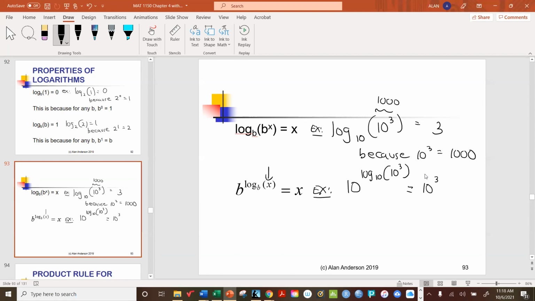Okay, x here is 10 to the third power. Now, the reason why this is happening is because the exponent, this whole expression, is just 3. As we saw right up here, log base 10 of 10 cubed is 3. If you replace that exponent with a 3, you're done.